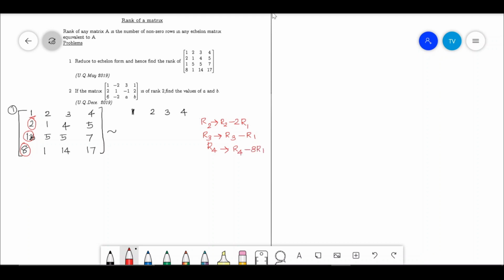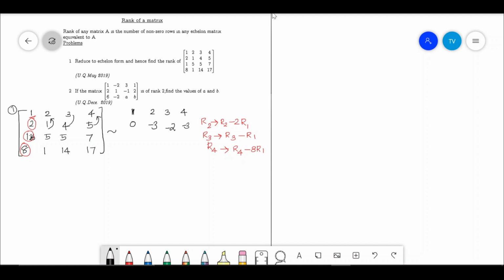Let us see how these operations transform the given matrix. Consider the first transformation, R2 minus 2R1. So 2 minus 2 gives you 0. Then 1 minus 2 times 2, so 1 minus 4 equals minus 3. Then 4 minus 2 times 3, so 4 minus 6, it is minus 2. Then 5 minus 2 times 4, so 5 minus 8, it is equal to minus 3.